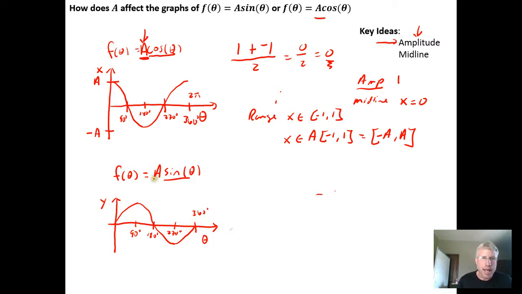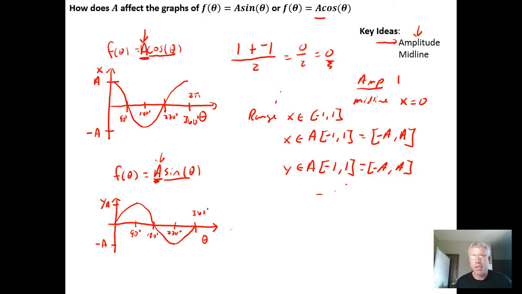And then recognize that a is just going to cause a stretch or a compression. So instead of going from negative 1 to 1, we're going to go from negative a to a, because the sine function, just like the cosine function, has a range where the outputs go from negative 1 to 1. All that's going to happen is we're taking the sine function, which goes from negative 1 to 1, and multiplying it by a, which means it's really a times the interval of the toolbox function, so it's going to go from negative a to a.